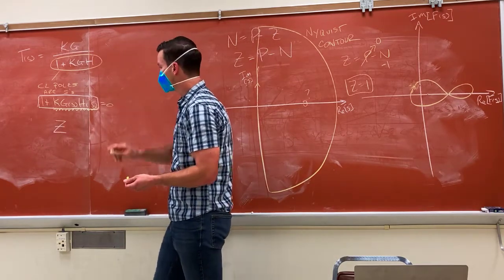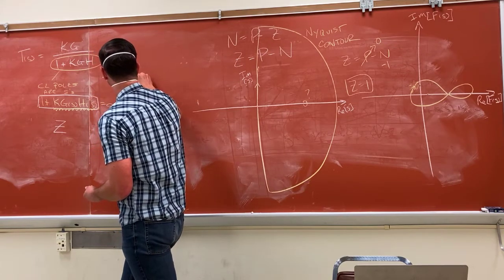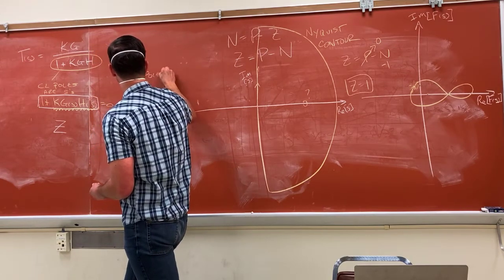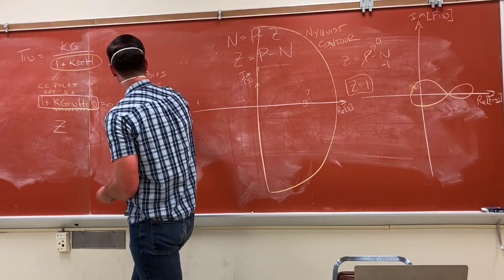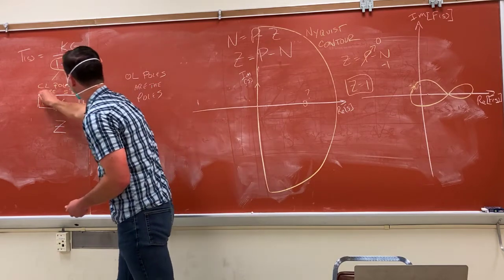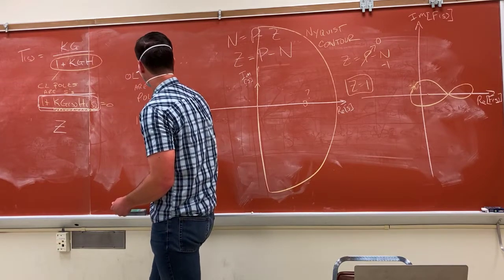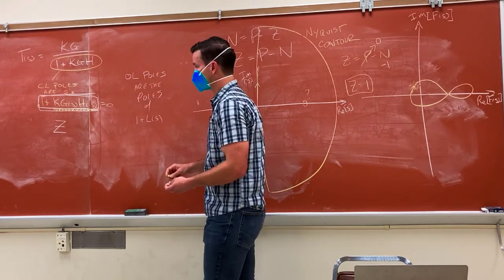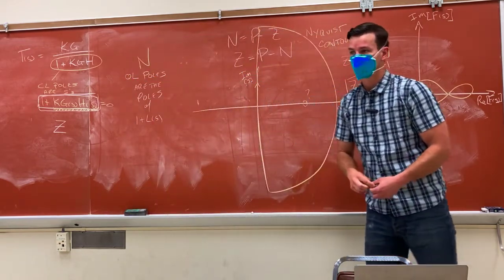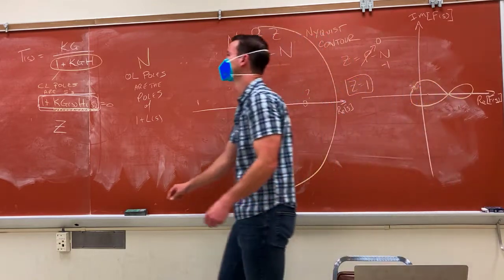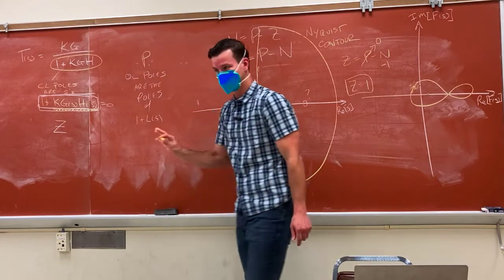Okay, so from that, we can say that the open loop poles are also the poles of 1 plus L. So that is going to be our P.